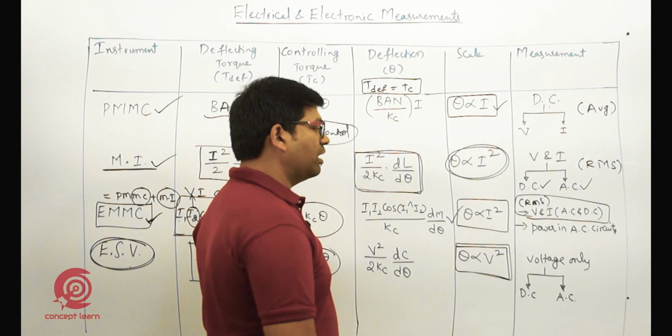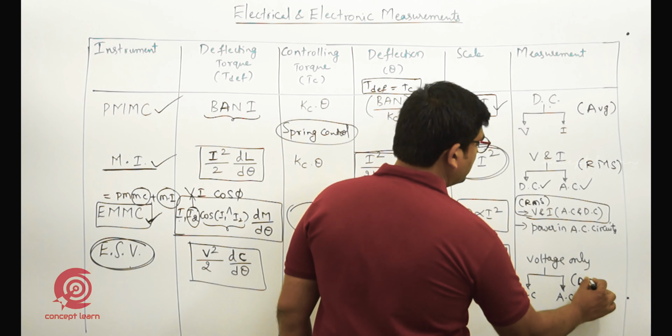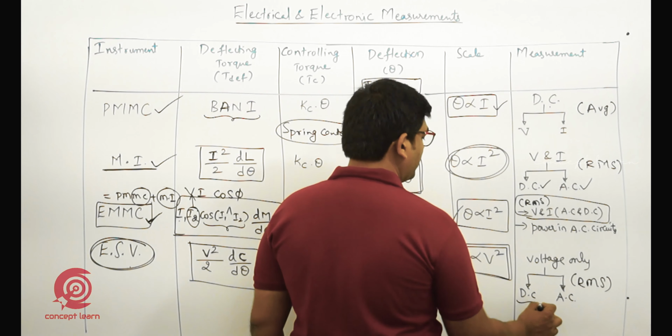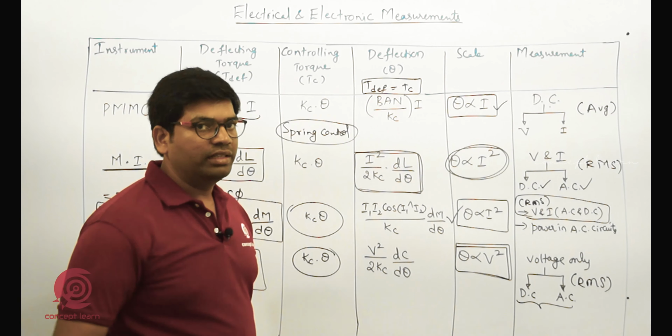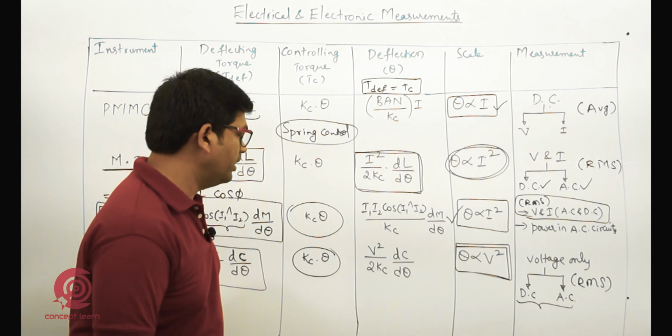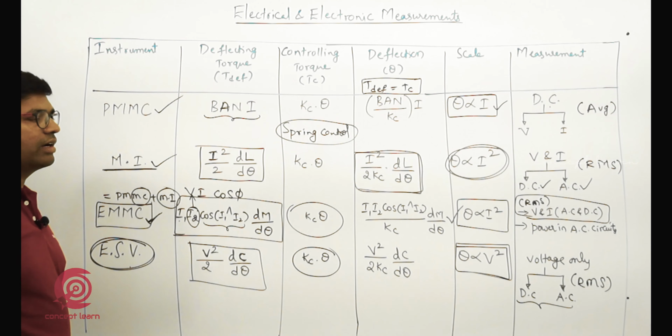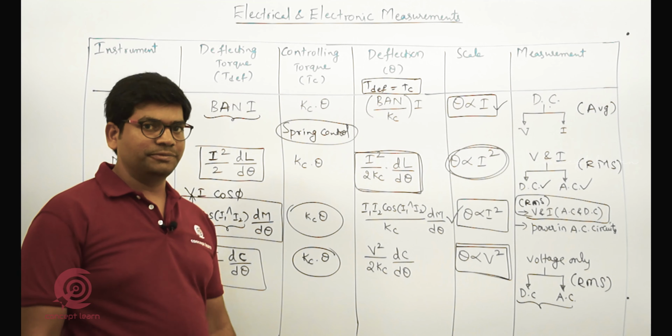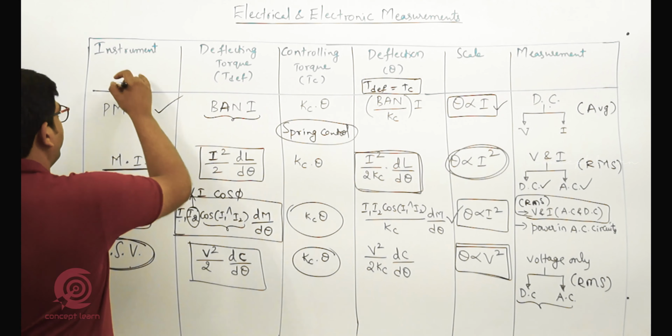Nonlinear relation means it always gives RMS value only. RMS means again it can read both AC and DC quantities. Got the point? All these instruments are electromechanical indicating instruments, working based on different physical effects. Okay, right?